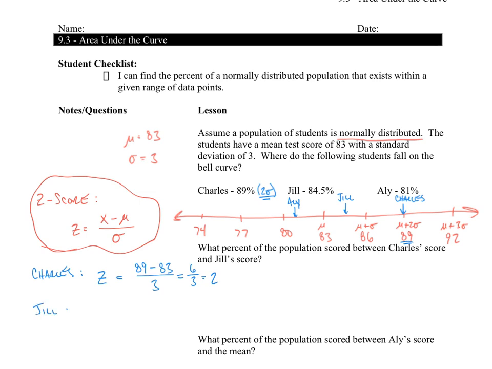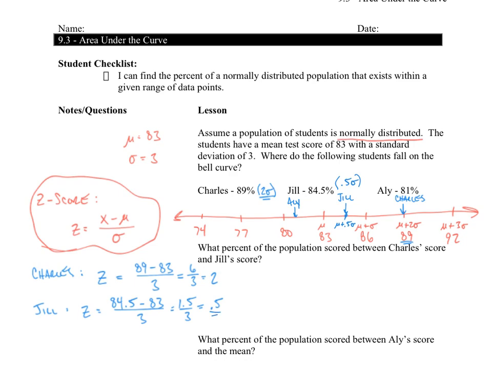For Jill, that's going to be 84.5 minus 83 divided by 3. And so that ends up being 1.5 over 3, and 1.5 divided by 3 is 0.5. So that tells us where Jill lands right here, and I could mark it, right at the mean plus 0.5 standard deviations. And so we would say Jill's z-score is 0.5.